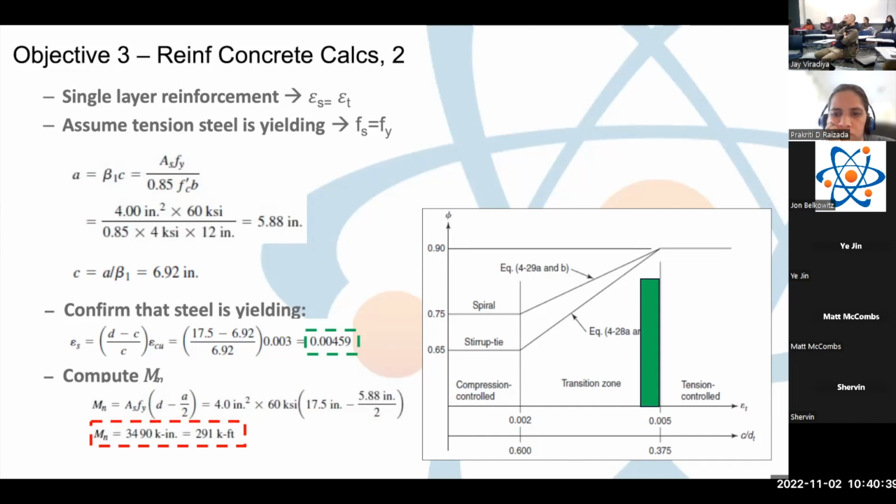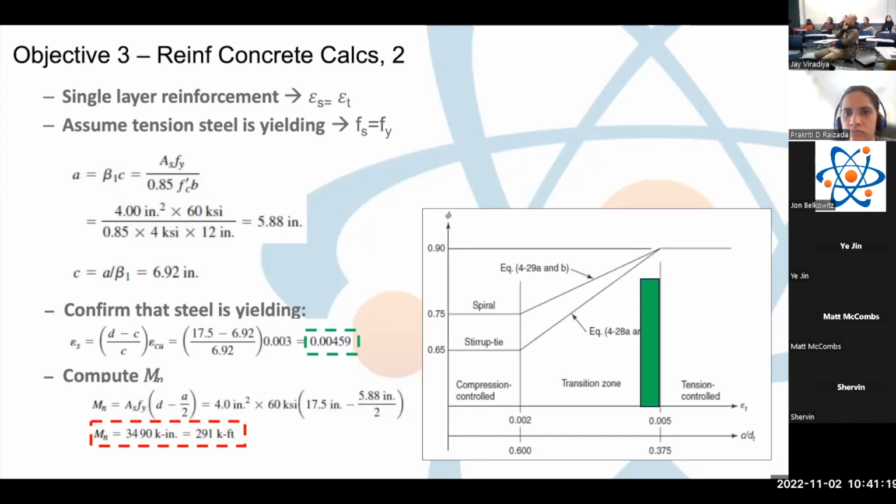But what we're dealing with here is the idea of the yielding of steel and computing the allowable load. And the yielding of steel, if we go back to our yielding chart and our zone of failure, with the beam that we have, we find that our a yields 5.88 inches. And I'm taking my area of steel, multiplying it by the yield strength of the steel, and dividing it by this correction factor, the strength of the concrete at 28 days, and the base of our beam.